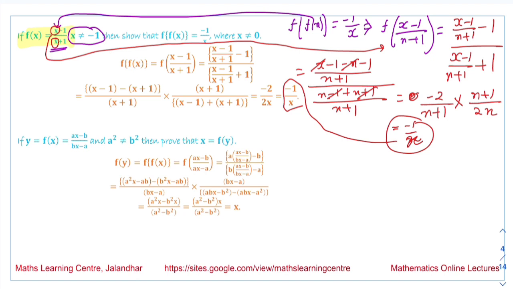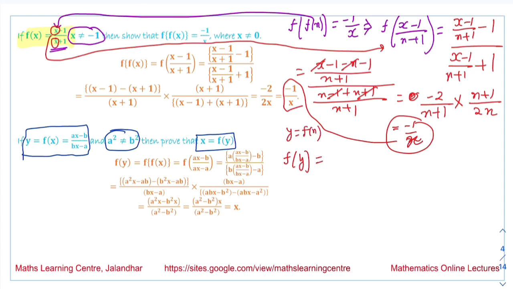Next is, if y is equal to f of x is equal to ax minus b over bx minus a, and it is given that a square is not equal to b square, we have to prove that x is equal to f of y. So what does this f of y mean? What is given to us is that y is equal to f of x. So in place of y, we can write f of x. So this value will become equal to f of, what is f of x? It is ax minus b over bx minus a.